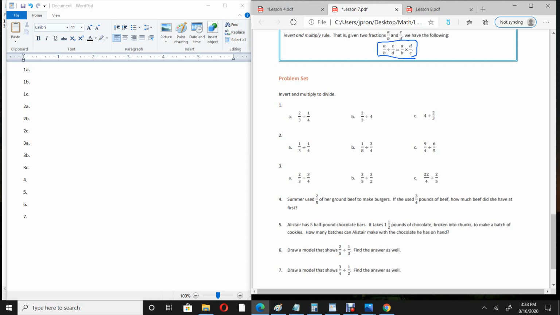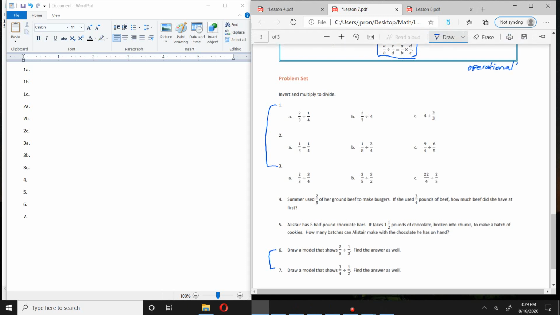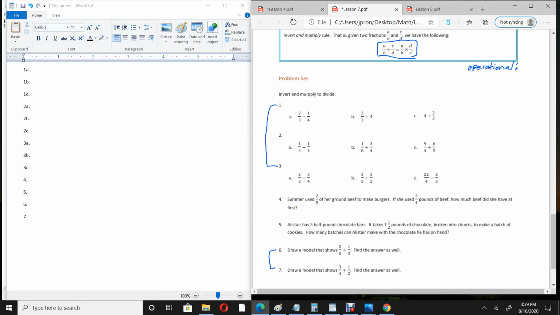So you've got this. 1 through 3 here, there are a total of 9 questions here that are all operational. So we've talked about how to divide fractions. You should be able to do this right here. And guess what else? 6 and 7 are also operational. So you have 11 total, all worth 3 points each.